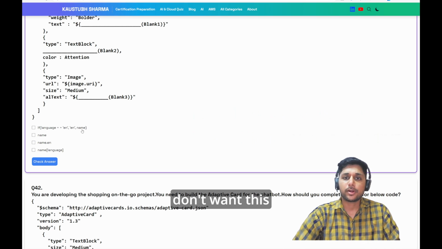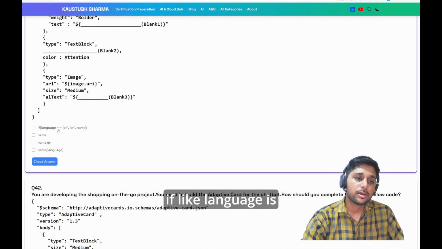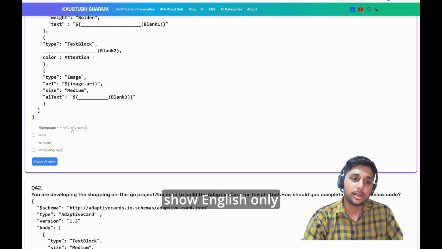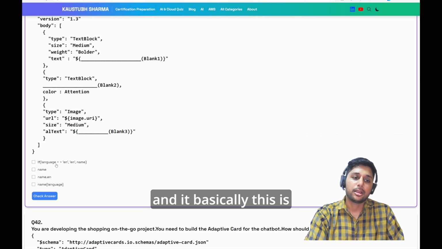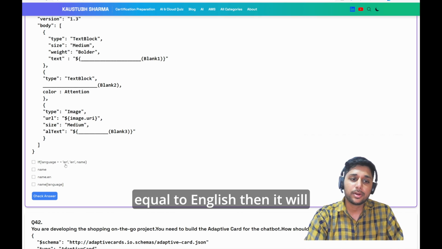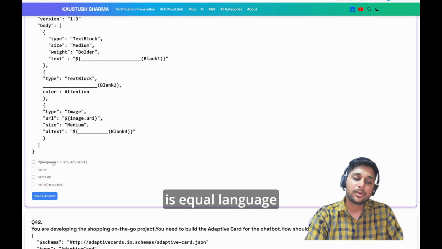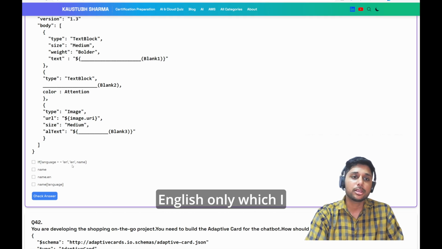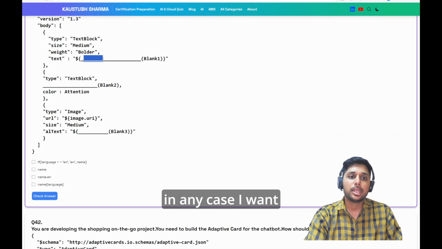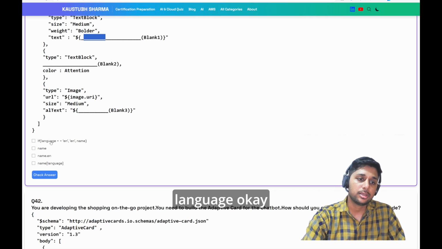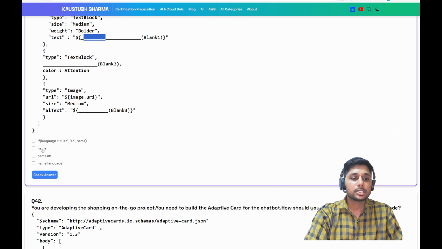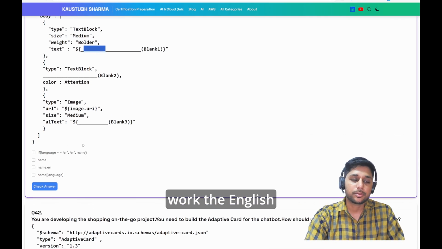So definitely I don't want this. I don't want it so that if the language is English, it should show English only here in the text. I want to show the product name. This statement says if it is not equal to English, then it will show the name, but if the language is equal to English, then it will show English only, which I don't want. In any case, I want to show the name of the product in different languages, whichever language the customer chooses. So this is definitely not going to be the answer. Second is name only. Name will work for English only.